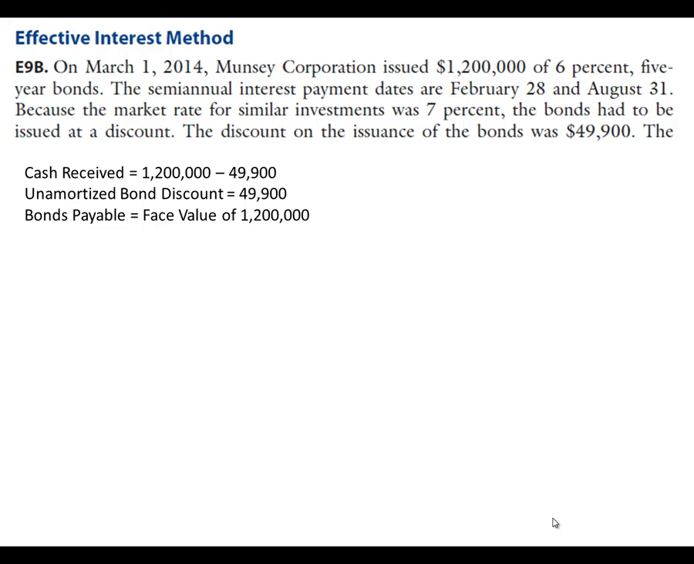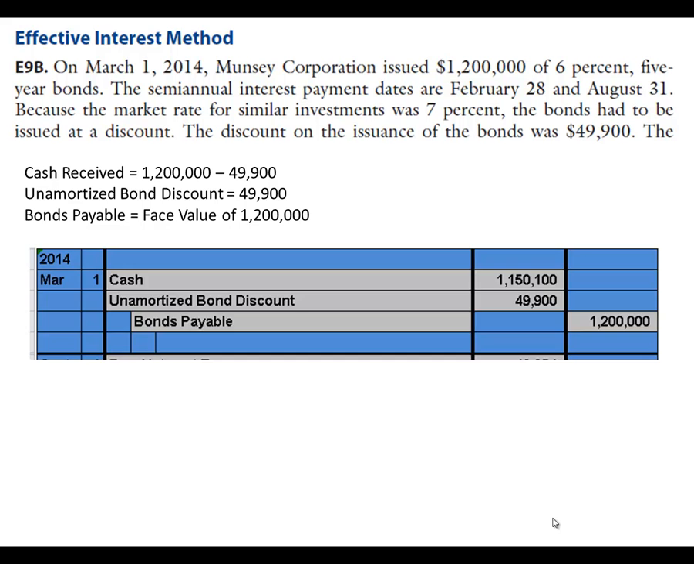So here's what we're going to do to record our issue. The cash received, instead of taking 1.2 million times 0.98 or something like that, it already gives us the $49,900. So the cash received will be the 1.2 million minus the $49,900. The unamortized bond discount amount is the $49,900. And as always, bonds payable is for the face value of the 1.2 million. So here's what your journal entry would look like. We debit cash because we're going to collect $1,150,100, and then we're going to debit our unamortized bond discount for $49,900, and then credit our bonds payable for $1.2 million.